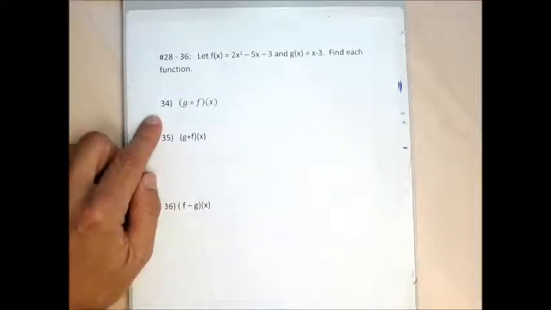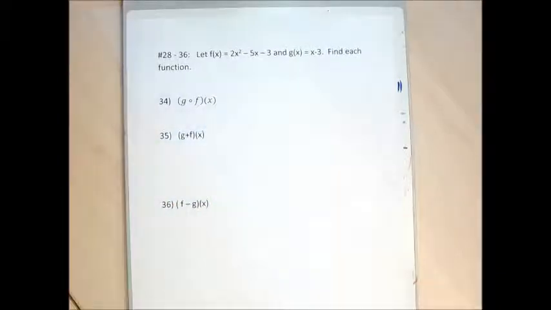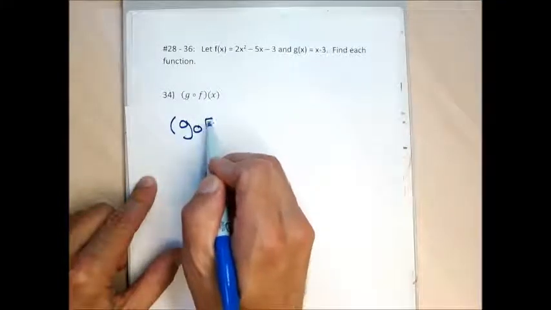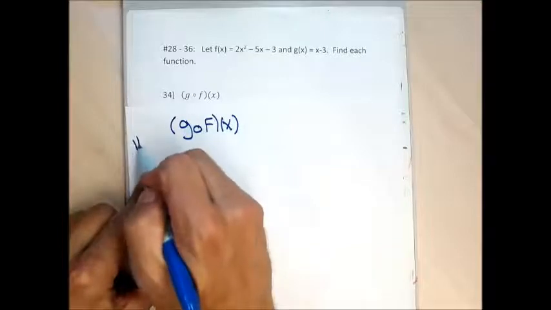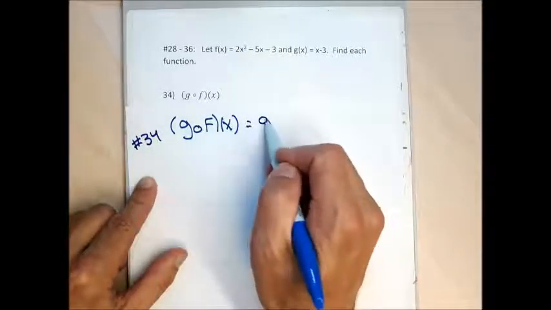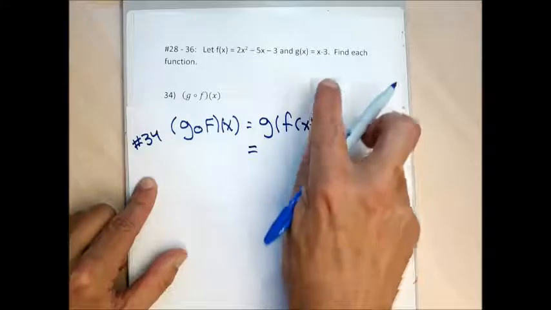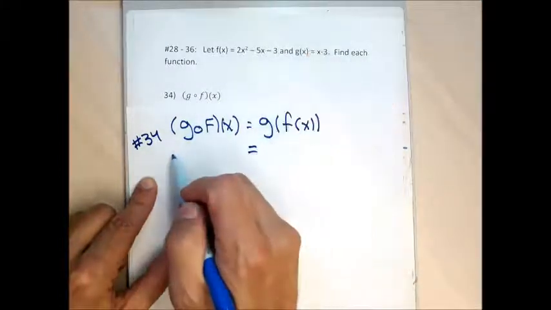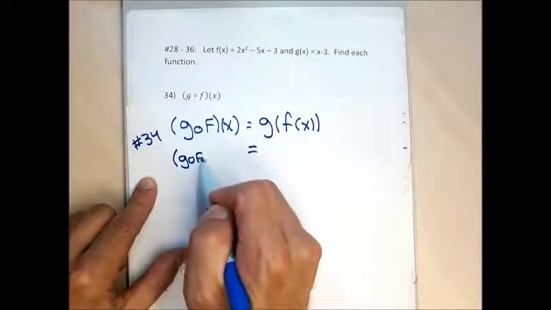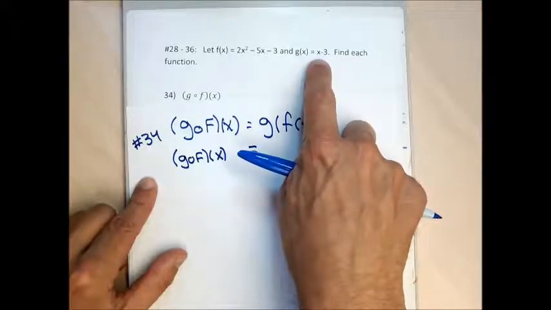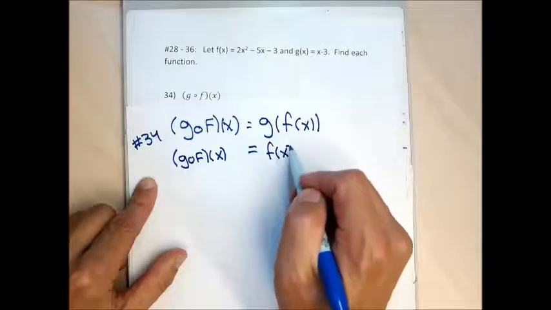So 34 is a lot like 33. It wants me to find g composed with f of x. So as I go to do problem 34, when I go to do g composed with f of x, I know that g composed with f of x is the same as g of f of x, and that tells me in the g function to change that x to an f of x. And because that x doesn't have an exponent, a coefficient, or a minus in front of it, when I change that x to an f of x, it doesn't really need to be in a parenthesis. So I'm just going to write f of x minus 3.